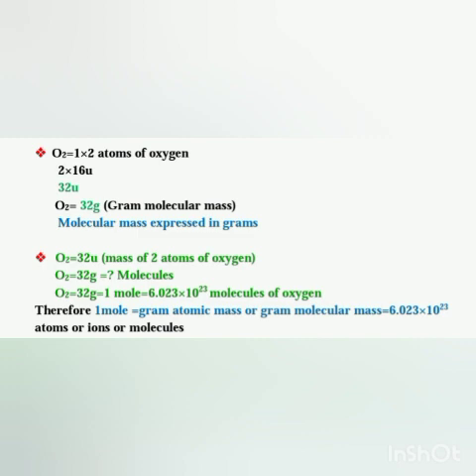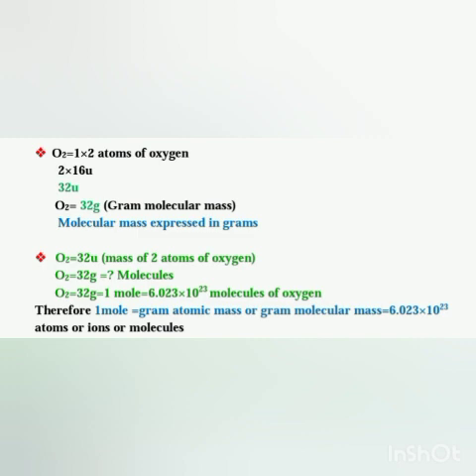Have you understood? Now, you are seeing here oxygen is equal to 32U. So you can also say 1 mole of oxygen is equal to 32 grams, which contains 6.023 into 10 raised to power 23 molecules.